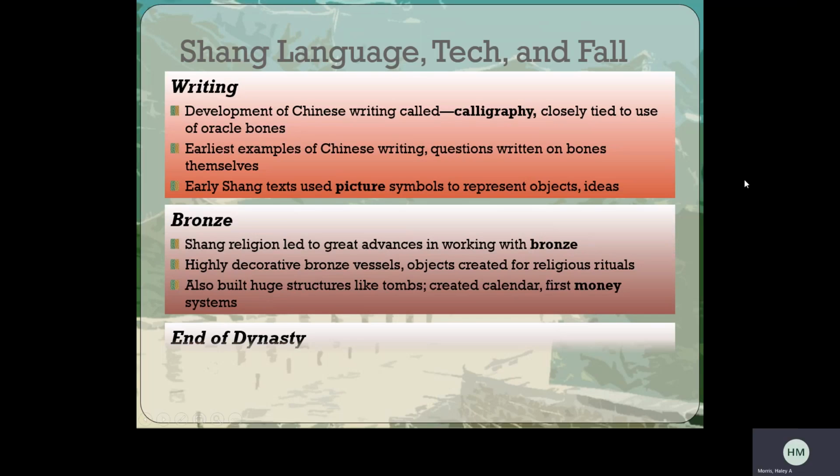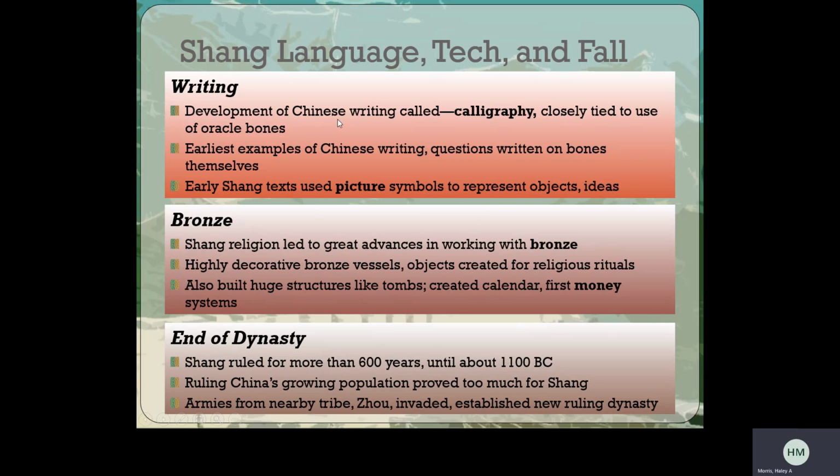Shang language, technology, and the fall. So they developed a form of Chinese writing called calligraphy. It's closely tied to the use of oracle bones because, like I said, they would use calligraphy to inscribe into the oracle bones. The earliest examples of Chinese writing are questions written on the bones themselves. So that's why it's closely tied to the use of oracle bones.